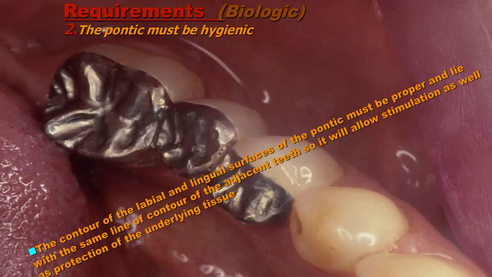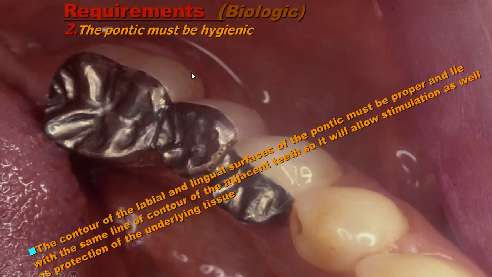The other thing with hygiene is the labial surface or buccal must lie proper with the same line on the contour of the adjacent tooth. As we see, the adjacent tooth, it must come out on the same line with it. Also, this gives us protection and massage to the gingival tissue equally.